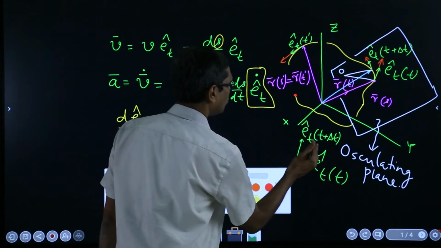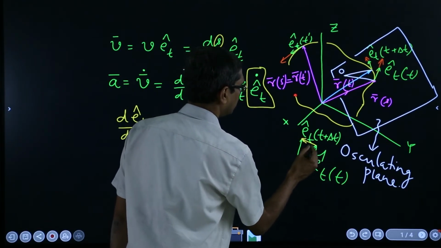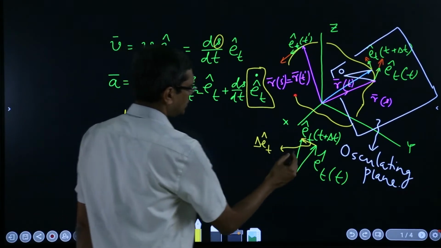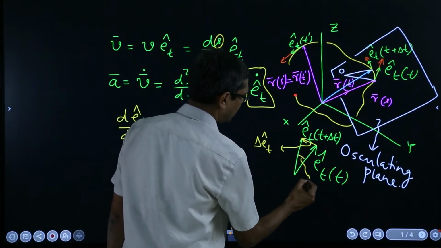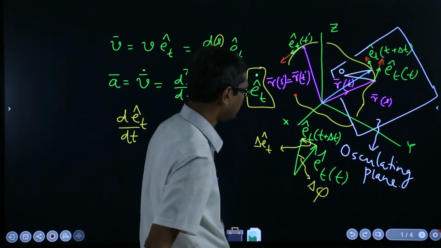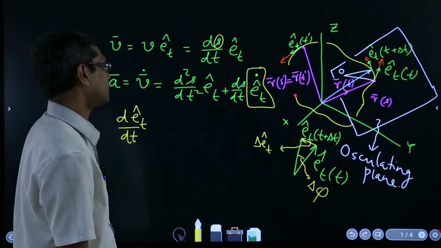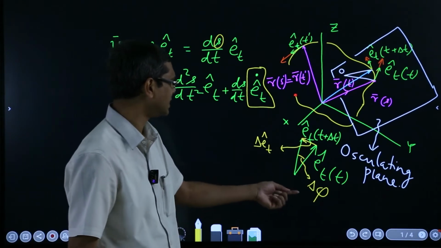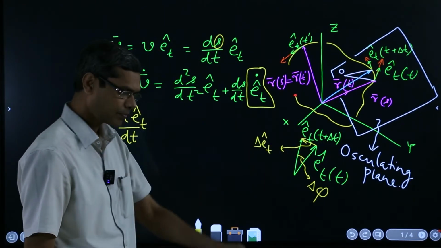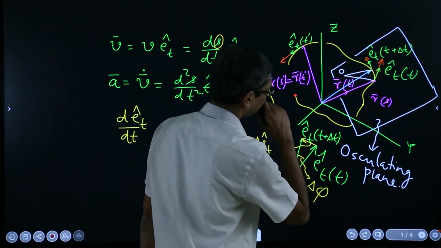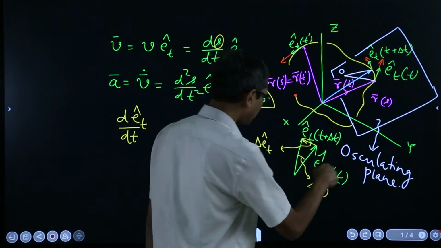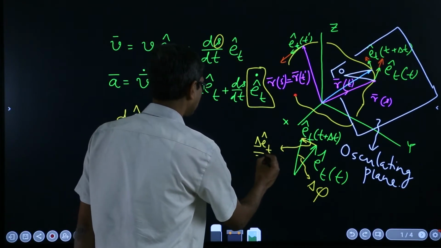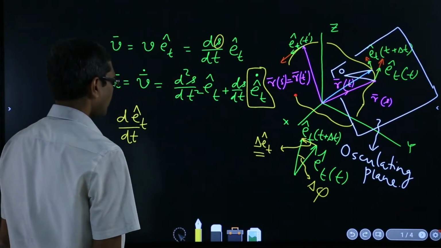Now this portion will give me delta et, and suppose this angle is delta phi. Earlier in the case of 2D, that was very easily related to the center of curvature. Now how do we correlate this, evaluate delta et? That's the question. Let's see.